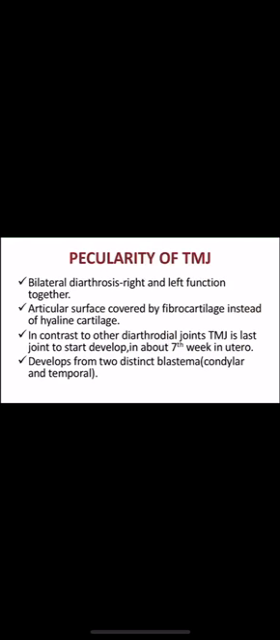Next is peculiarity of the TMJ. It is a bilateral diarthrosis, that is right and left function together. Articular surface is covered by a fibrocartilage rather than a hyaline cartilage. There are some advantages of fibrocartilage over hyaline cartilage. It is less susceptible to the effects of aging. It is less likely to break over time, and it has a better ability to repair. In contrast to other diarthrodial joints, TMJ is last joint to develop. In about 7th week in utero, it develops from two distinct blastema, that is the condylar and the temporal.